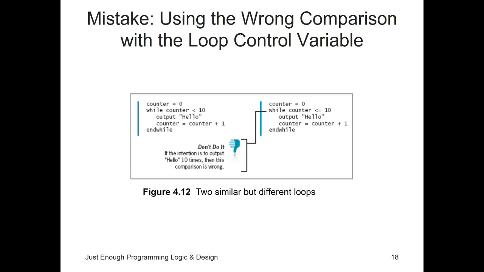On the right, because we said less than or equal to 10, it's going to actually print 11 times. And you can run the desk audit and go through and figure out why. But the reality is, because we started counting at 0, it's going to print when the counter is equal to 0, and it's going to print when the counter is equal to 10. And that's 11 spots between 0 and 10.